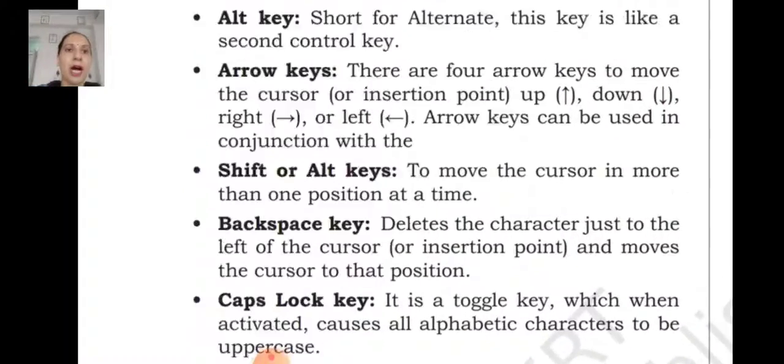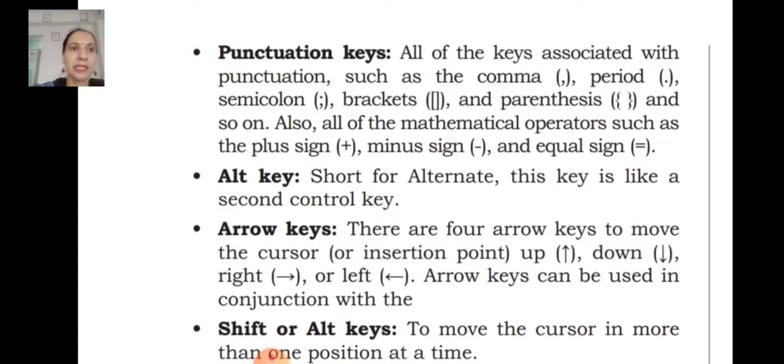Then we have punctuation keys. All the keys like comma, period, semicolon, bracket, parenthesis, etc. are known as punctuation keys, and all the mathematical operators such as plus, minus, equal, divide, etc. are also known as punctuation keys. Then the Alt key is a shortcut for the alternate key, and this key is like a second control key.